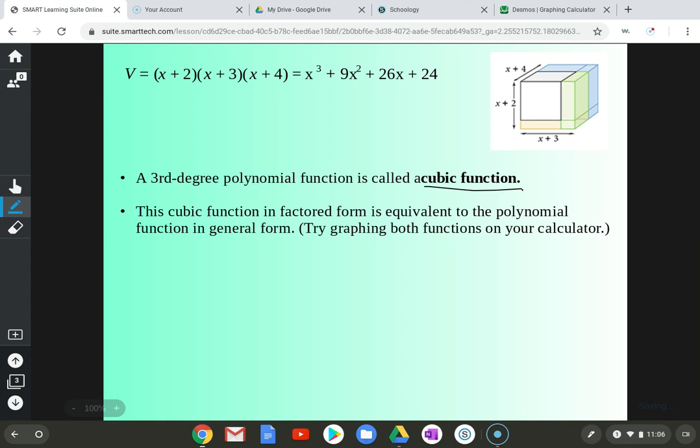So we have two forms. We have factored, which is hard to write on here, factored, and we have expanded, which is also called general.